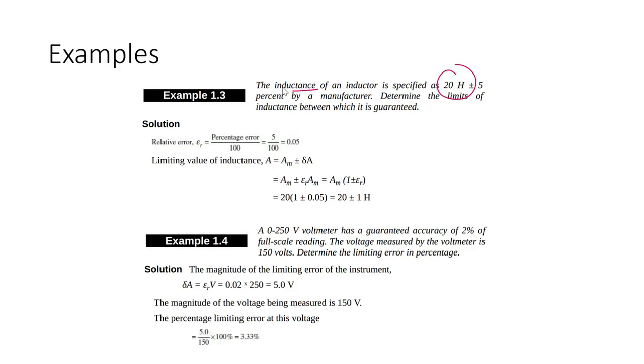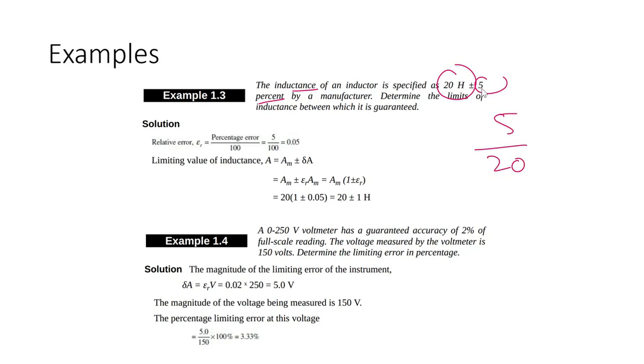So the percentage is 5 and the value is 20 henry, determine the limits of the inductance between which it is guaranteed. Okay, so the 5% has to be converted to real values of inductance in Henrys.